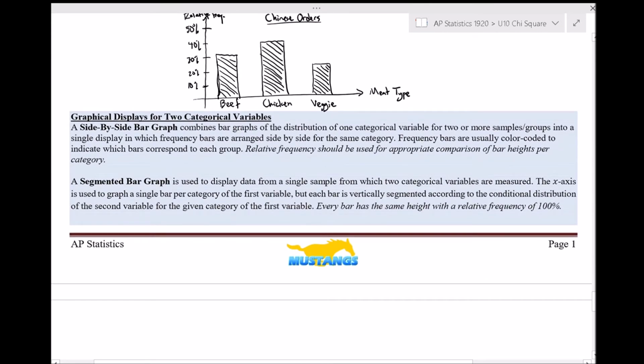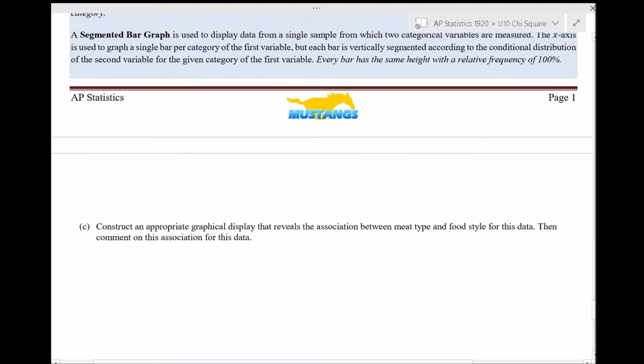So a side-by-side bar graph shows a comparison of the distributions for each conditional value side by side. So it's like next to each other. Segmented is within the same bar. So we'll see what that looks like in a little bit.